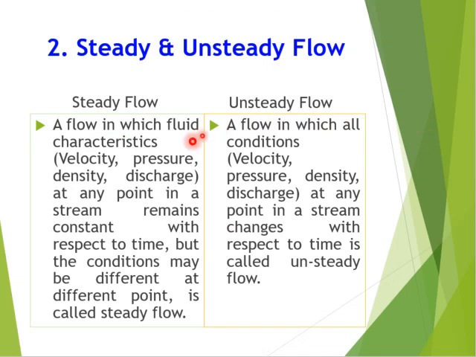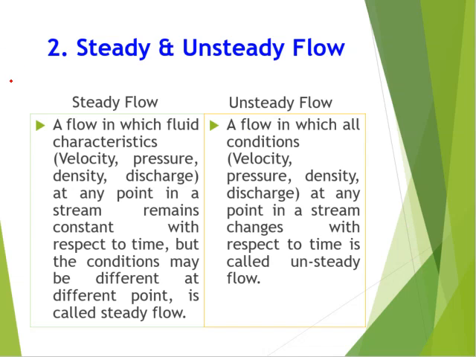The next flow type is according to steady and unsteady flow. So what is a steady flow? A flow in which fluid characteristics like velocity, pressure, density and discharge, etc., at any point in a stream remain constant with respect to time, but the conditions may be different at different points, is called steady flow. And if these flow conditions like velocity, pressure, density, discharge, etc., at any point in a stream change with respect to time, then it is called unsteady flow.